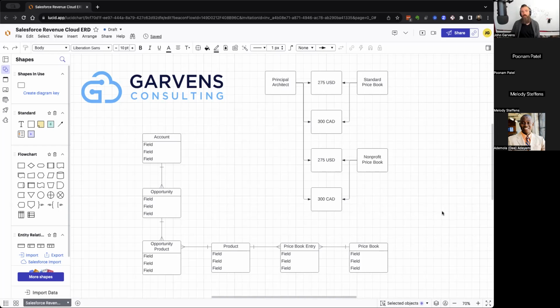Sure. Let me clarify. Let's imagine the physical example again. I find physical examples useful. I have the LL Bean catalog in my hand. The physical catalog is the price book. Inside the price book, I see prices for all of the different products that I could purchase. Okay, that makes sense.